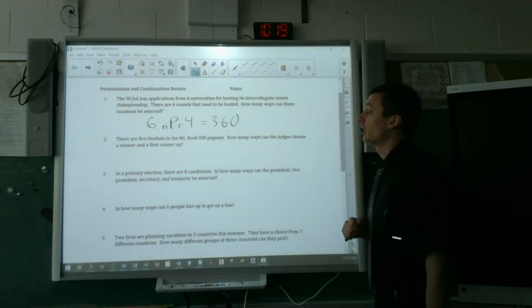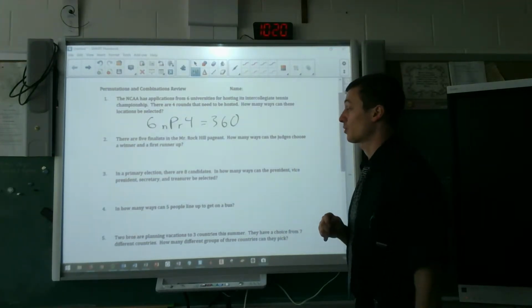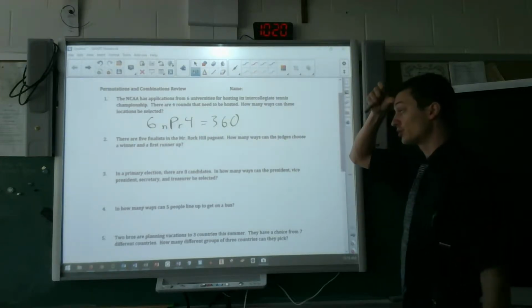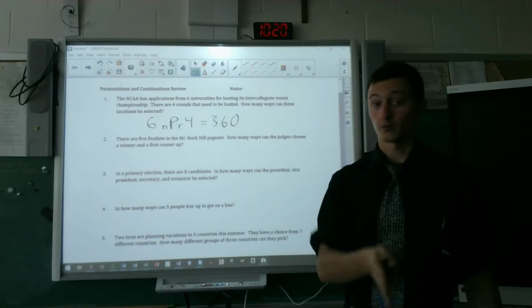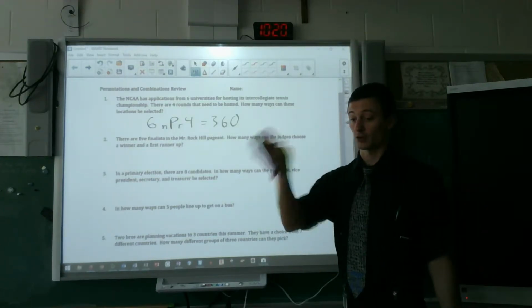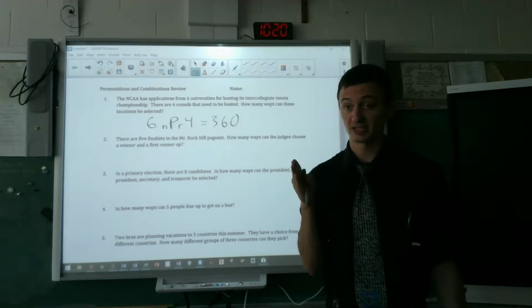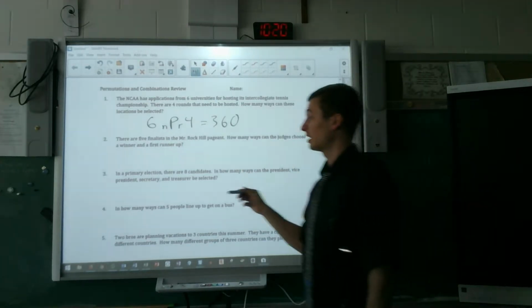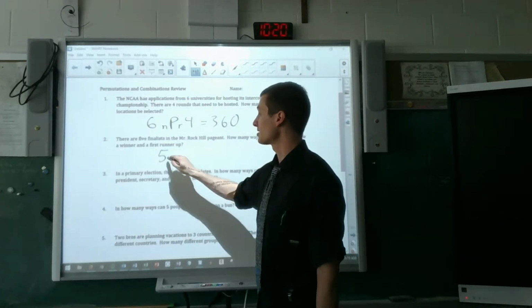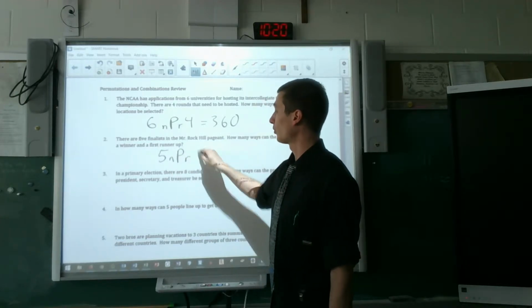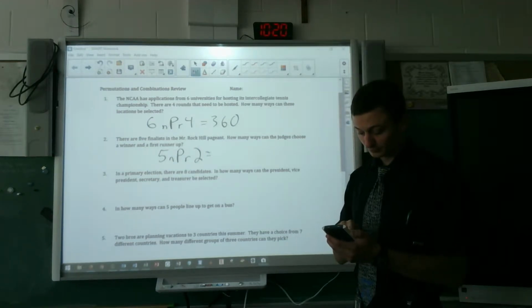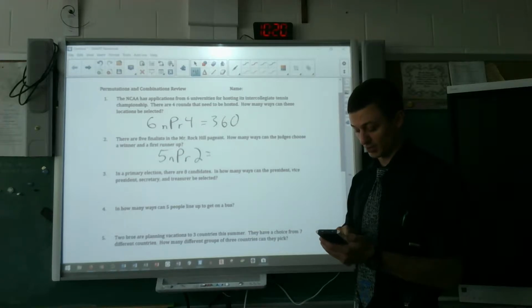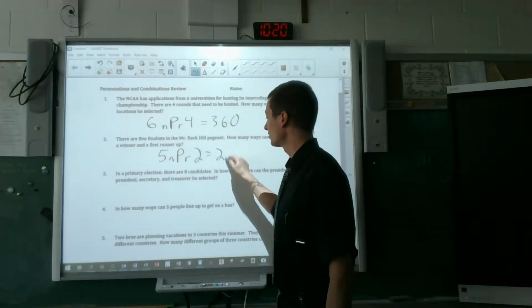Number 2, there are 5 finalists for the Mr. Rock Hill pageant. How many ways can the judges choose a winner and a first runner-up? Again, the winner is different from the first runner-up. If the first 2 contestants get first and second place or second and first place, those are very different. So this is again going to be a permutation, and since there's 5 possibilities, and we're only picking 2 of them, we would do 5 nPr 2, which should give us 20.